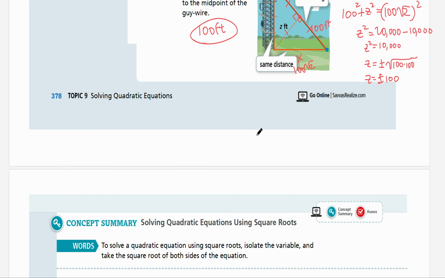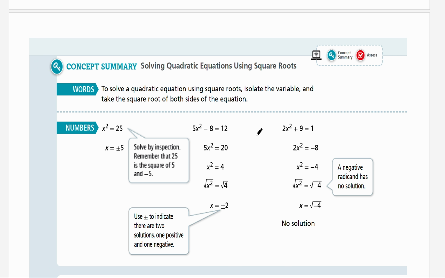Okay, so let's look at the concept summary. To summarize our lesson, we learned how to solve quadratic equations using square roots. In order to solve equations that have quadratics, you can use square roots. First, you need to isolate the variable. That's the first step, and then you take the square root of both sides, and then you'll be able to figure it out. But remember, when you have a negative radicand, that is no solution.